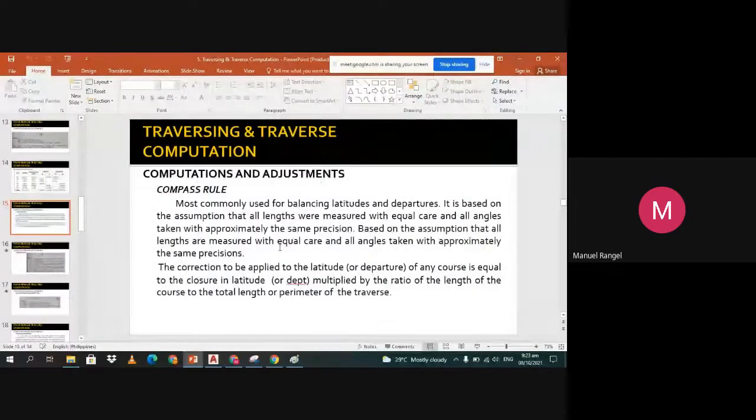Okay. So first rule is the compass rule. So for adjustments of the traverse, no, it is the most commonly used for balancing the latitudes and departures. So it is based on the assumption that all lengths were measured with equal care and all angles taken with approximately the same precision. So the correction to be applied to the latitude or departure of any course is equal to the closure in latitude or departure, multiplied by the ratio of the length of the course to the total length or perimeter of the traverse. Okay.